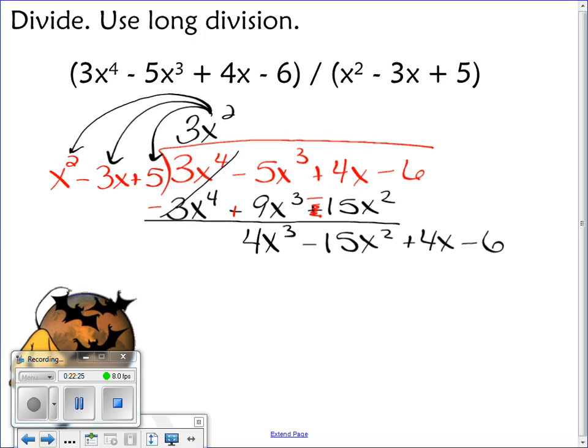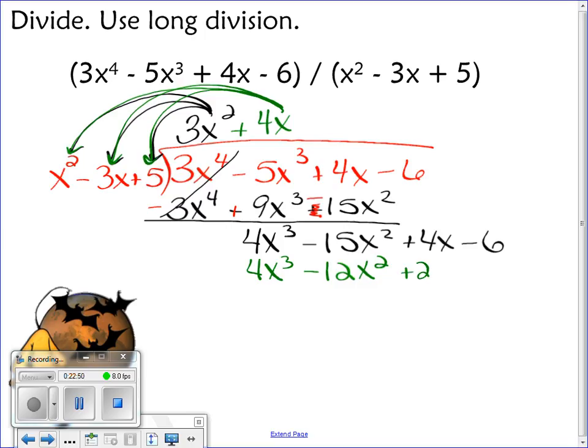Starting over. What do you multiply x squared by to get 4x cubed? 4x. A positive 4x. And then we multiply it. 4x times x squared. 4x times negative 3x. 12x squared. And 4x times 5. 20x. Then what? Switch your signs. Good. Now we have 0.